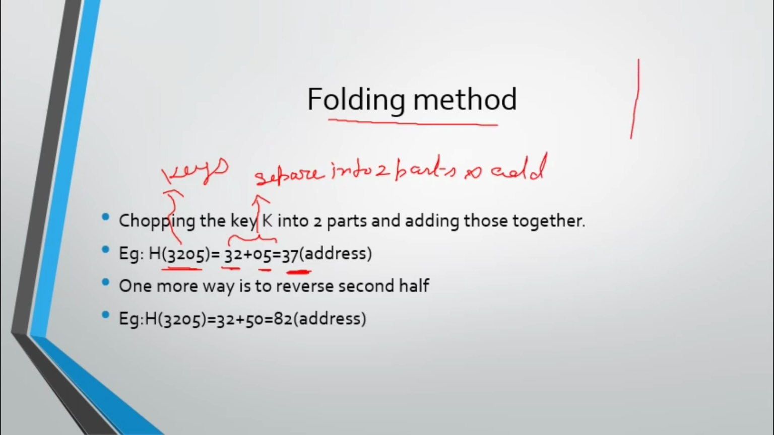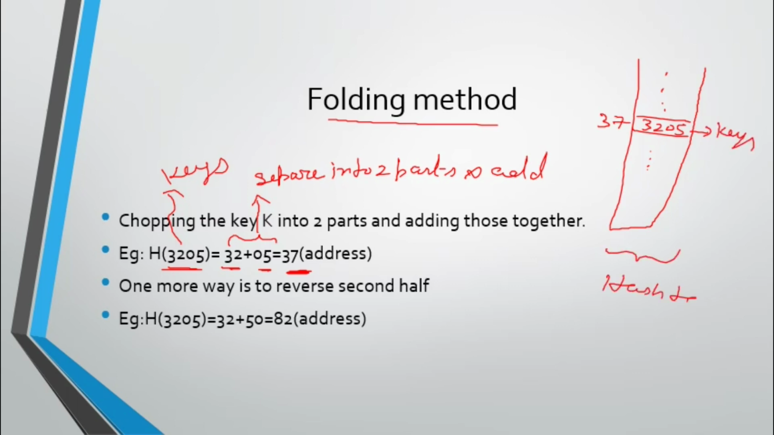Say this is the hash table, and somewhere here is 37. If 37 is here, I store the number 3025, which is the key. So in the 37th location, the 37th bucket.